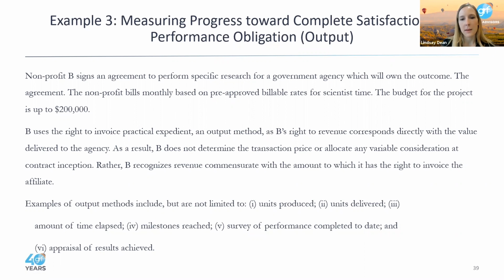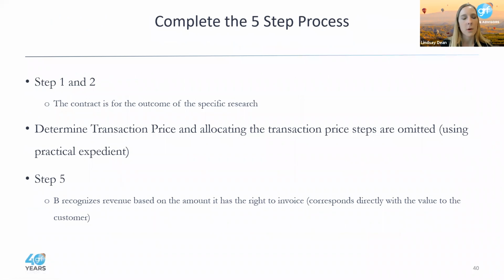And they've determined that that's going to correspond directly with the value that's delivered to the government agency they're working with. So when they're using this practical expedient, that allowed them to basically bypass determining the transaction price and the allocation steps and go right to reporting revenue based on what they have the right to invoice, which would be the billable rate times whatever hours they've incurred in a particular month, for example. So that is something that you might want to consider when you're looking at contracts like this in your organizations.